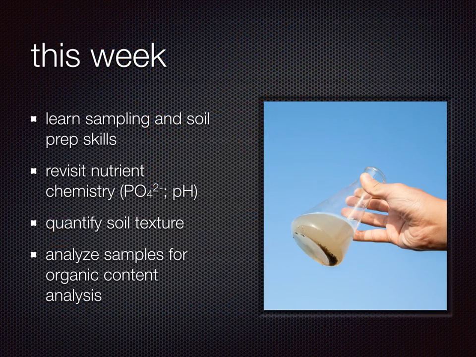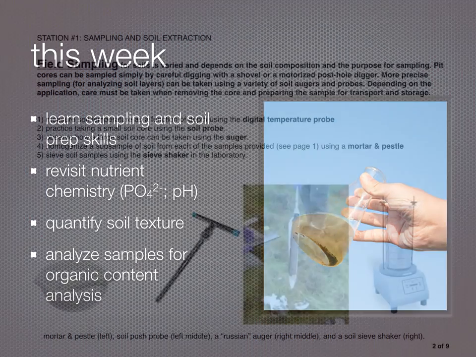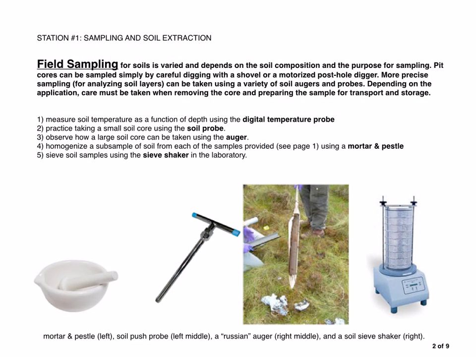This week, we will be learning how to sample soil and prep it for some other research. We're going to revisit nutrient chemistry. We're going to try the phosphate analysis, but this time using soils. We'll also measure soil pH. And using the hydrometer, we will quantify soil texture, and we'll also show you how you can analyze samples for soil organic content analysis.